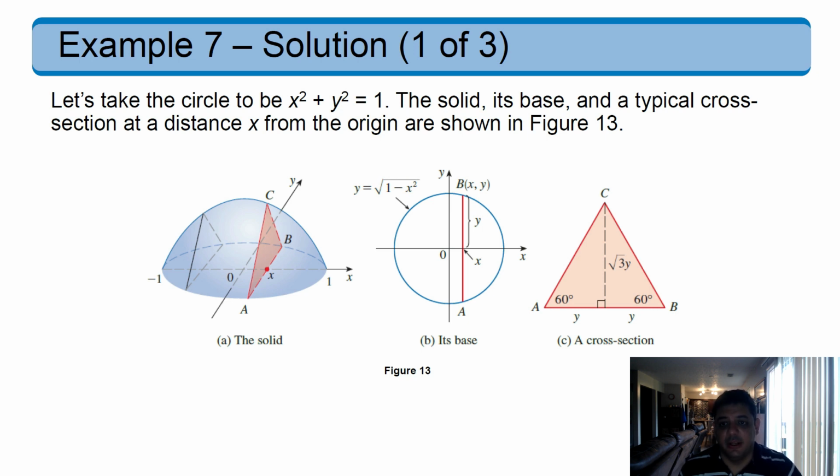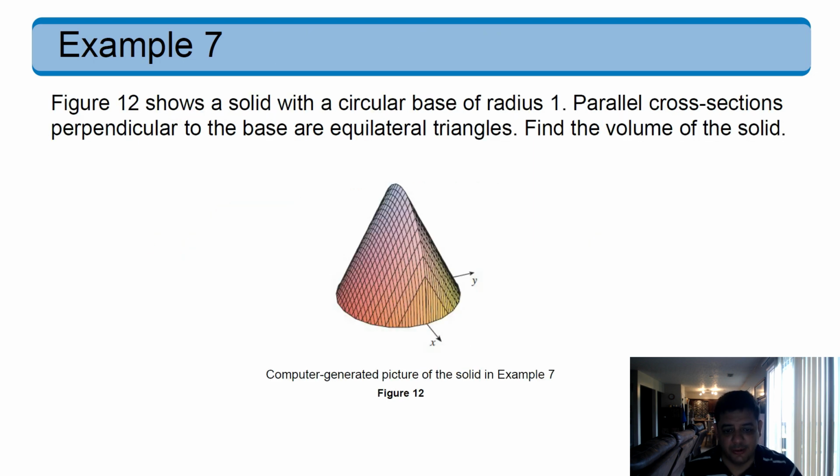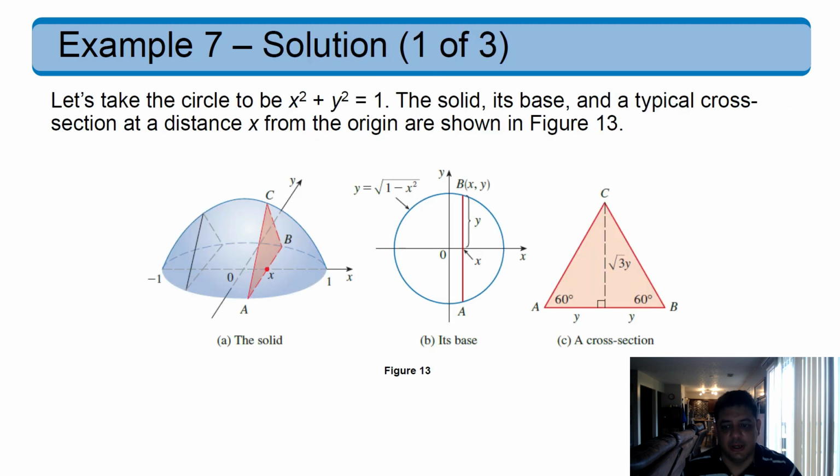in the plane. If we take the circle to be x squared plus y squared equals 1, the base of this figure, we're going to have this below looking like this. Now, a typical cross-section at distance x from the origin is shown here. Notice that this is the base, and we can define y to be the square root of 1 minus x squared, putting y in terms of x. And here we have the triangle that is defining the cross-section.